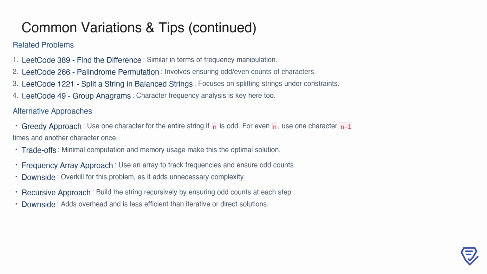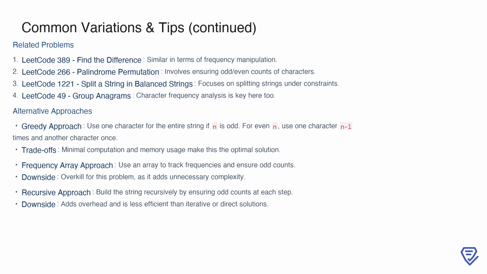Now, considering alternative approaches for solving this problem, the greedy method is the most efficient. If n is odd, use one character for the entire string. If n is even, use one character n-1 times and a second character once. This keeps computation and memory usage minimal.